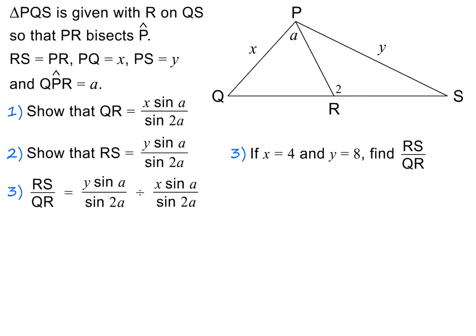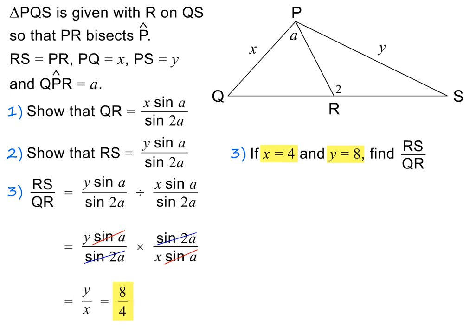To answer part 3, we need to divide RS by QR. This is the same as multiplying by the reciprocal of QR. We then cancel the factors sine A and sine 2A, leaving us with y over x. We can now use the fact that x is equal to 4 and y is equal to 8. Next we substitute. RS over QR is therefore equal to 2. Please pause to check my working.